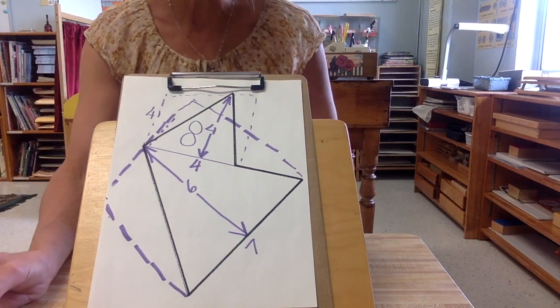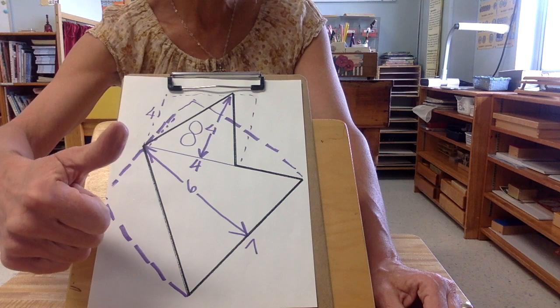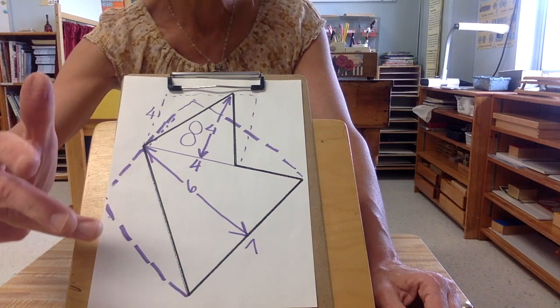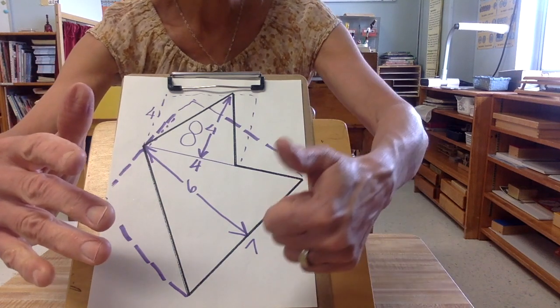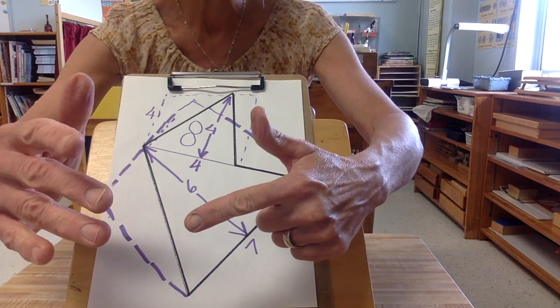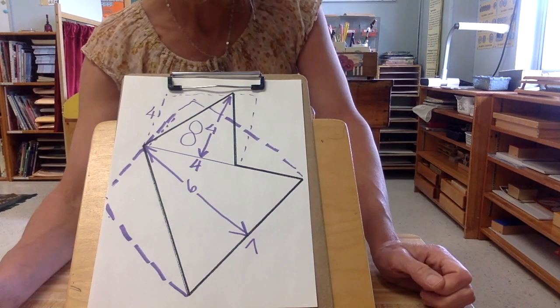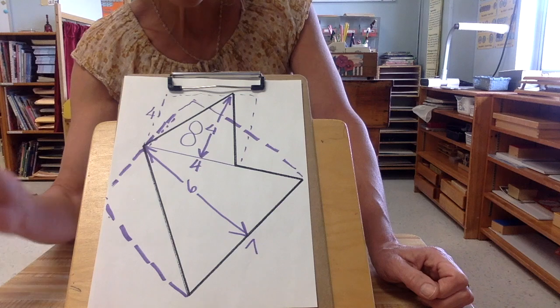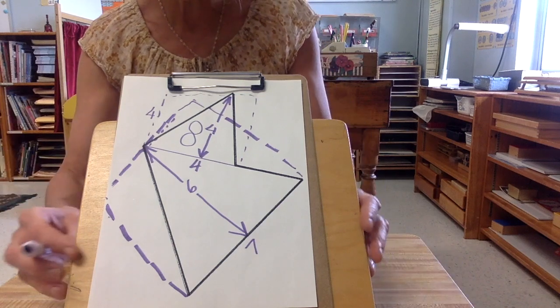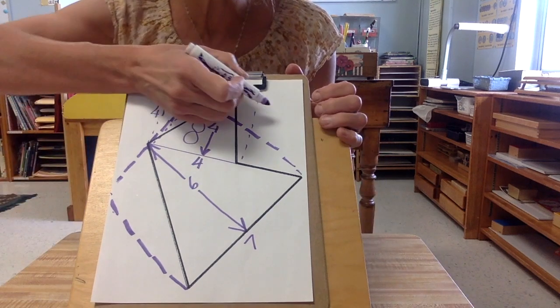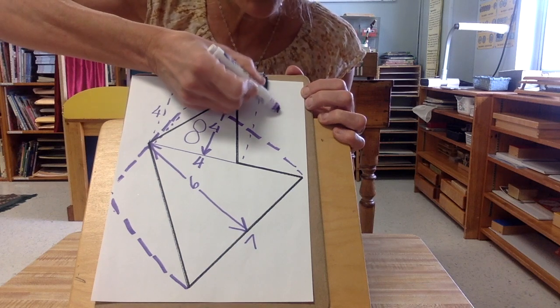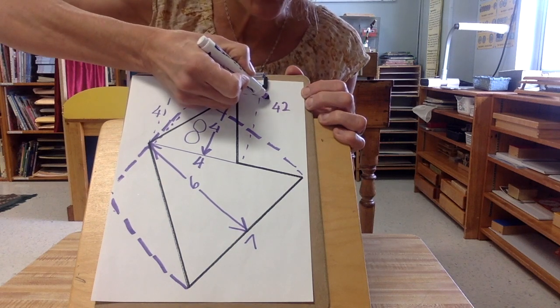So let's skip count 7 6s. 6, 12, 18, 24, 30, 36, 42. 7 6s is 42. But we don't need that. We need half of that. So we're going to do a real quick long division. 42 divided by 2.